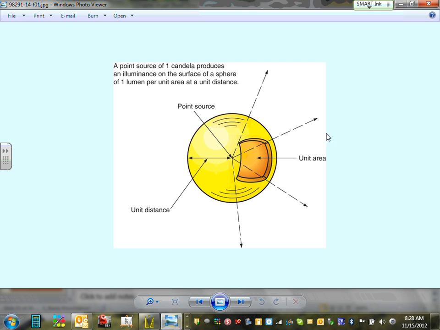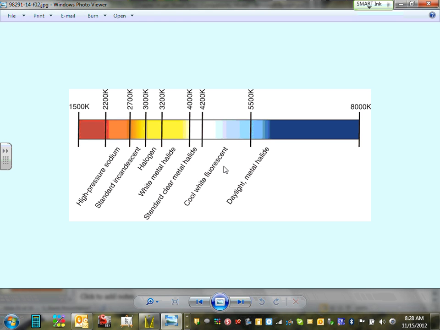This is how to define the lumen, the lumen over the area. This is my favorite. The higher the Kelvin, can you guys see that one? The higher the Kelvin, the cooler the color. So this right here will be cooler, and this will be warmer. Can you guys see that? So when you have 5 Kelvin, look at this one, 5500 Kelvin, that's close to very white and almost blue.